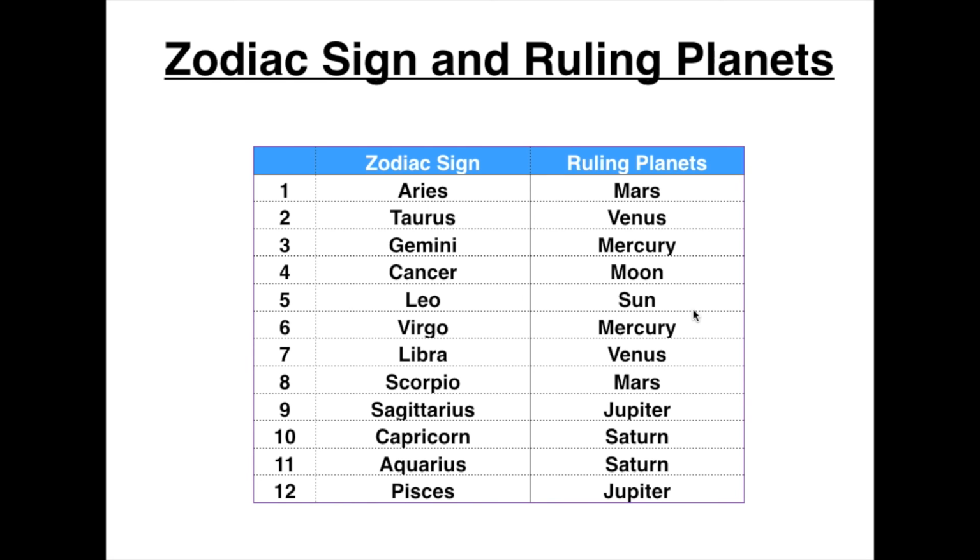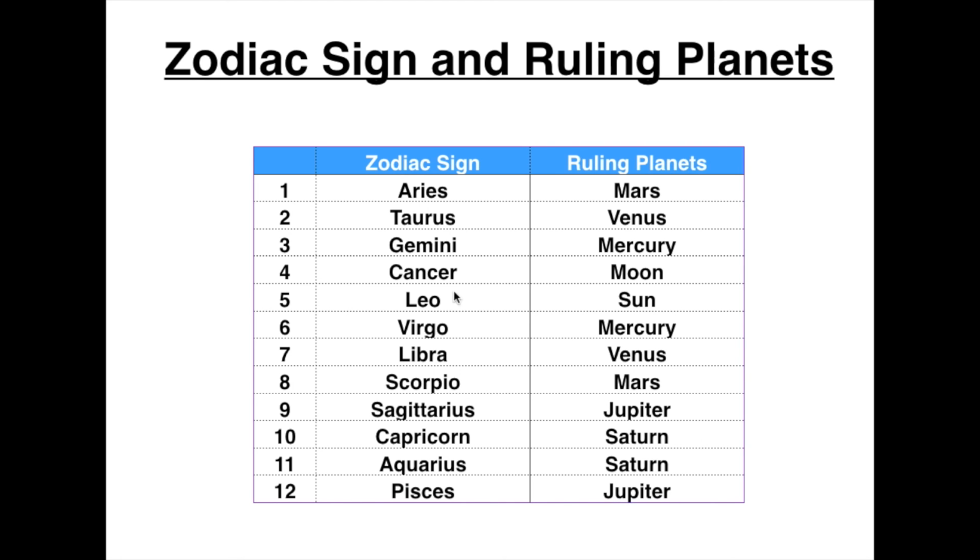First of all, we will see which planets rule the zodiac signs. As we know, there are 12 zodiac signs, and each is ruled by some planet. Aries is ruled by Mars, Taurus is ruled by Venus, Gemini is ruled by Mercury, Cancer is ruled by Moon, Leo is ruled by Sun, Virgo is ruled by Mercury, Libra is ruled by Venus, Scorpio is ruled by Mars, Sagittarius is ruled by Jupiter, Capricorn is ruled by Saturn, Aquarius is ruled by Saturn, Pisces is ruled by Jupiter.